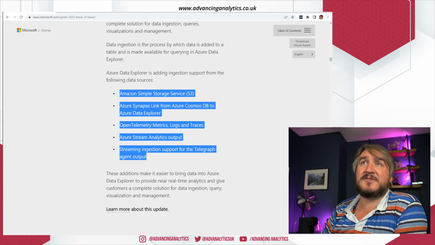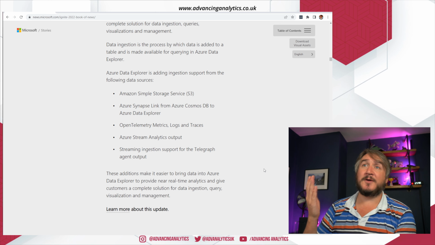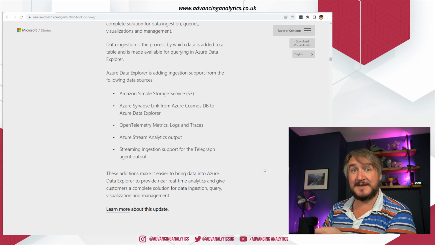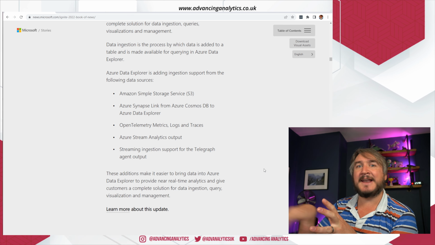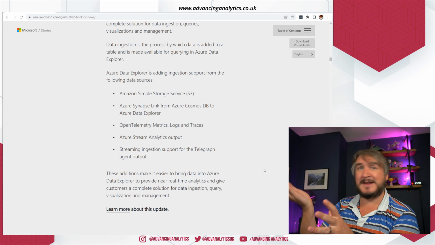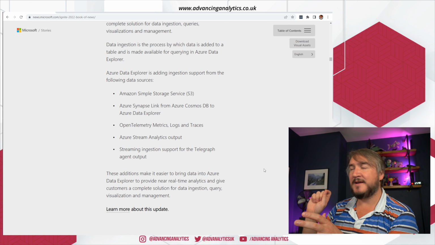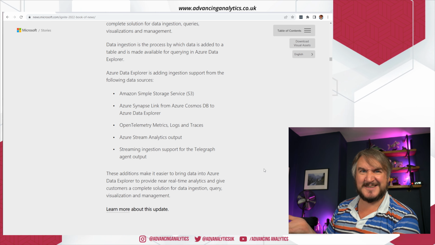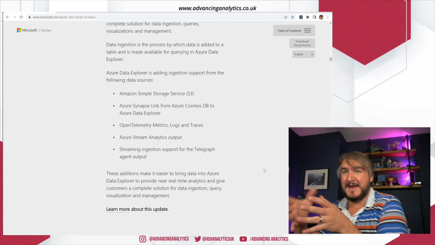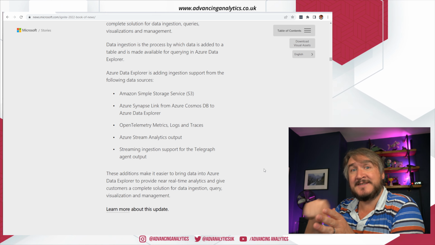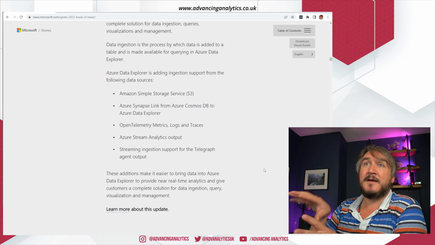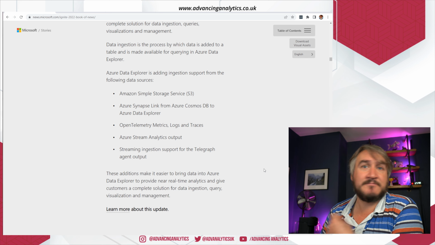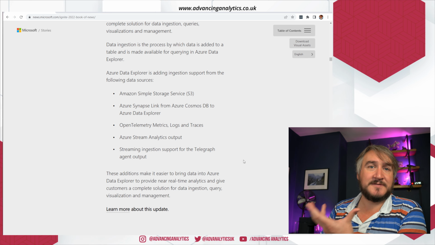So we see a load of extra ingestion sources. Data Explorer can get data from S3 buckets on Amazon. It can use Synapse Link, which is really important because Synapse Link allows us to have an intermediary analytical store for things like Cosmos DB. Cosmos DB has massively high concurrency and very quick reads and writes to single objects, but it's not very good at big batch analytical queries. So Synapse Link makes an intermediary analytical store that's kept asynchronously updated on the Cosmos DB side, which we can then query from things like Synapse Serverless or Synapse Spark pools. Being able to do that from Data Explorer is really useful.